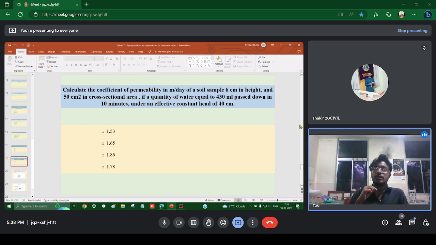Calculate the coefficient of permeability in meter per day of a soil sample 6 centimeter in height and 50 centimeter square in cross sectional area if a quantity of water equal to 430 ml passed down in 10 minutes under an effective constant head of 40 centimeter. The options are 1.53, 1.65, 1.86, 1.78.